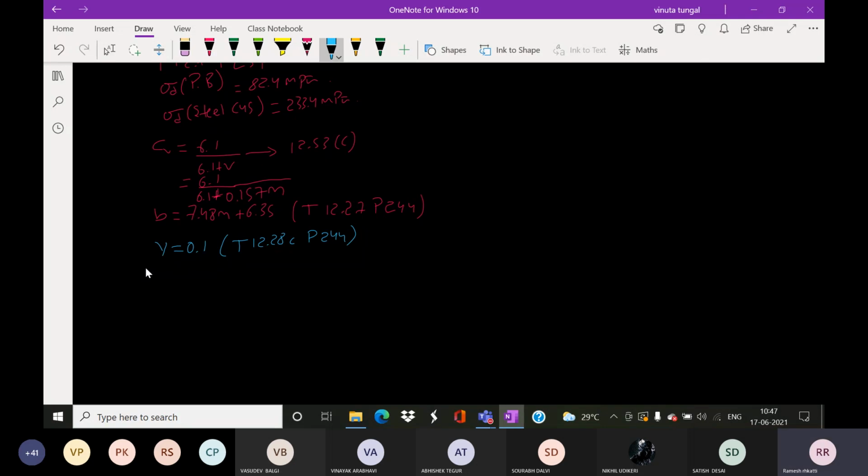Therefore, this is small y. Therefore, capital Y is equal to pi into small y. How much is the value? Pi into 0.1. How much will you get? Pi is 3.142, so 0.3142. Correct? This is the value of capital Y.